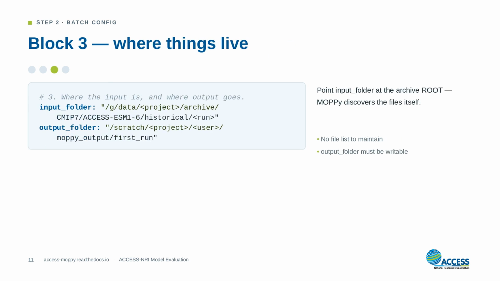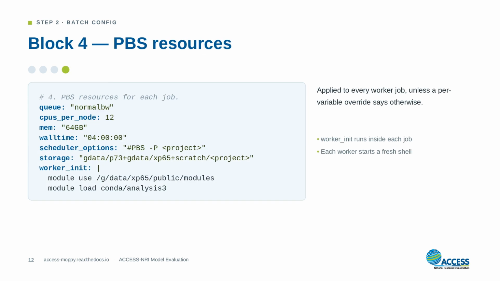Block 3. Where the raw model output is and where the output should go. Point input folder at the archive route. Moppy finds the files itself. And block 4. The PBS resources each job gets and how to set up its environment.